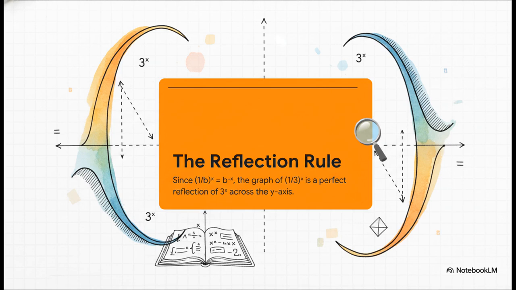A fraction like 1/3 to the power of x is the exact same thing as 3 to the power of -x. And in the world of graphing, what happens when you make the x negative? You get a perfect reflection across the y-axis. So decay isn't some brand new scary thing. It's just growth, looking at itself in the mirror.